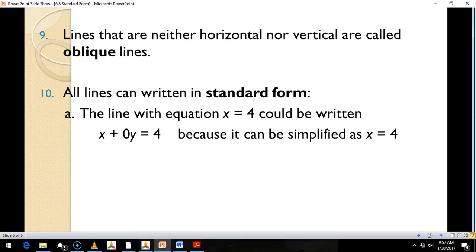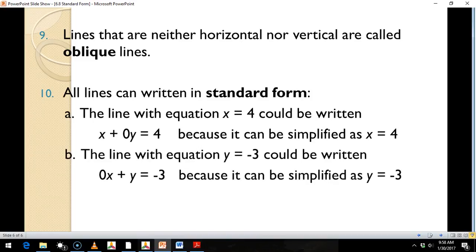It could be written in standard form, and it would be x plus 0y equals 4. And you should be able to see that x plus 0y can be simplified into x equals 4. A horizontal line example would be y equals negative 3, and that could be written as 0x plus y equals negative 3. That might seem a little confusing to you, but if you notice, it can be simplified into y equals negative 3 because 0 times x is 0. So vertical lines and horizontal lines can be written in standard form, and that's one of the benefits of learning this idea of linear combination where x and y are together on the same side of the equation.